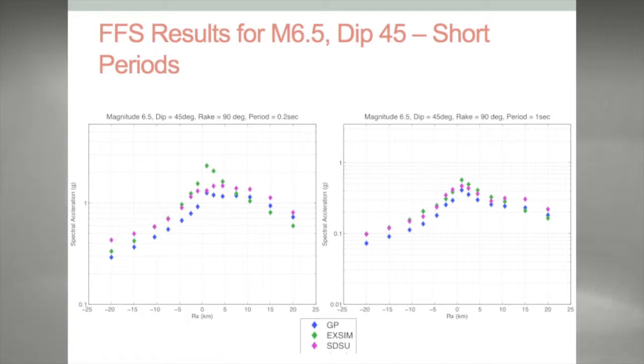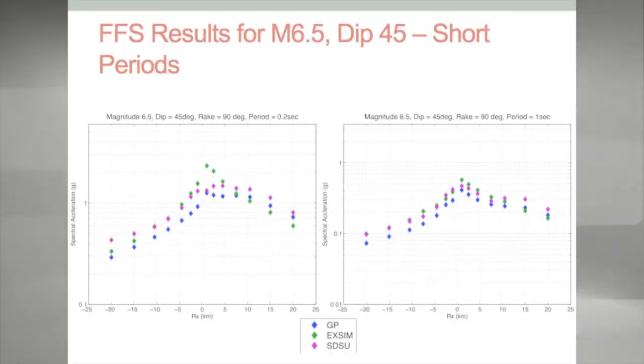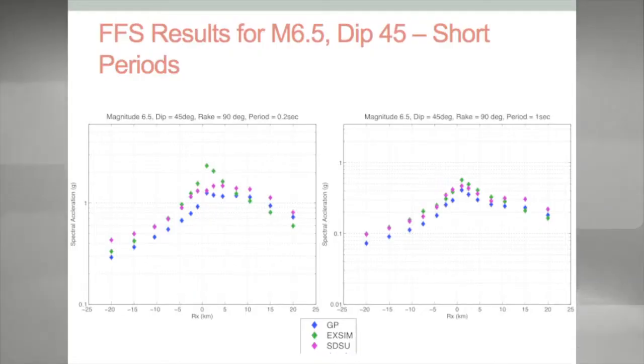So if you look, I realize now that the projector is kind of going, it's kind of hard to tell the blue from the purple in the back. Okay, so I'll just try to point it out as best I can with a pointer. The blue dots are the Graves and Pitarka. That's what the NGA West 2 hanging wall model for some of the modelers use. So that's the blue line here, and it comes across and it comes back down.